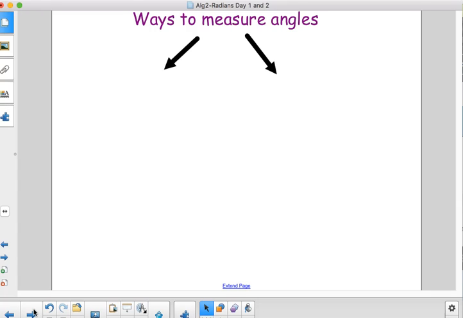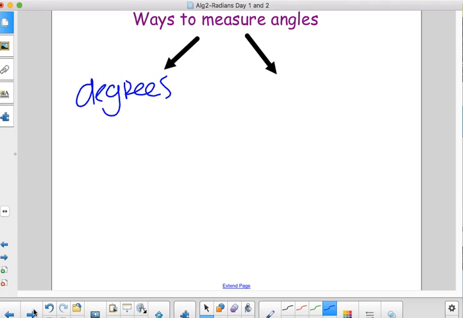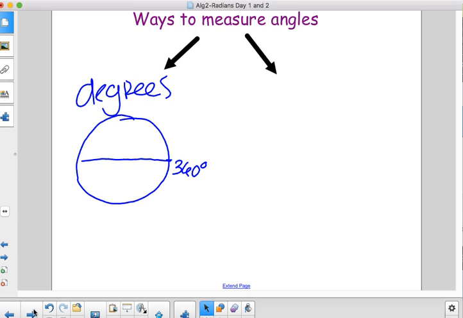So we're going to talk about how you measure an angle. Currently, what do we use to measure an angle? What would the units be? Degrees. So the first way to measure an angle is in degrees. How many degrees are there in a circle? So 360 degrees make a circle.